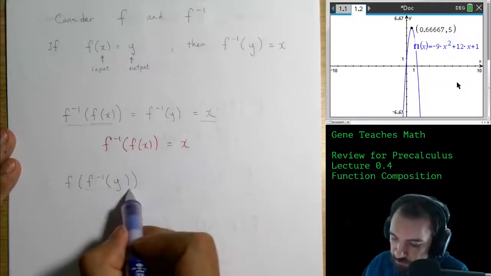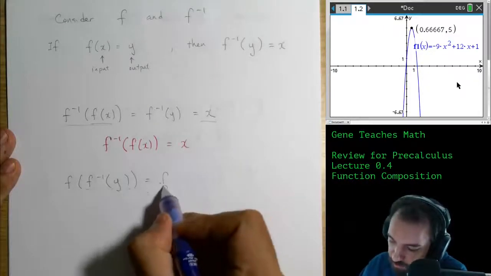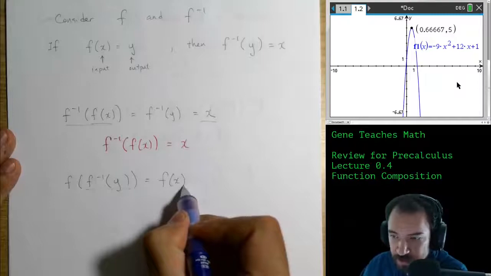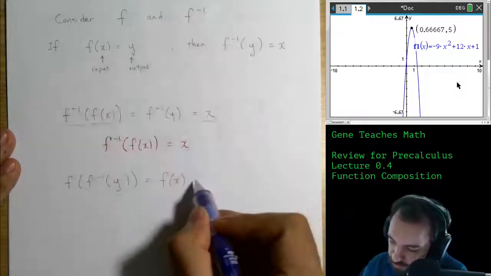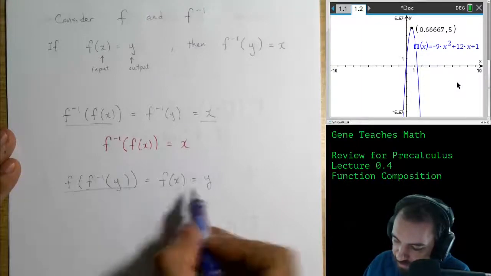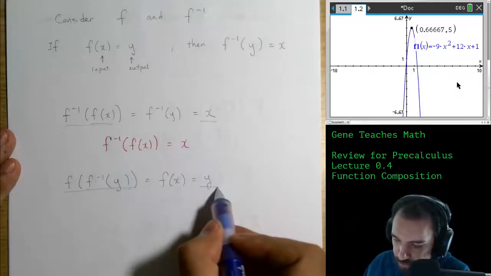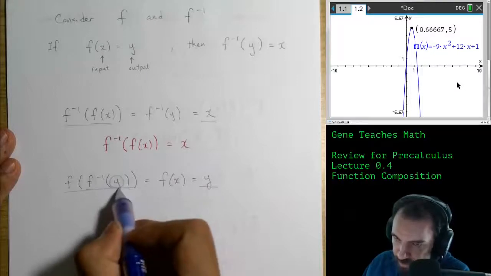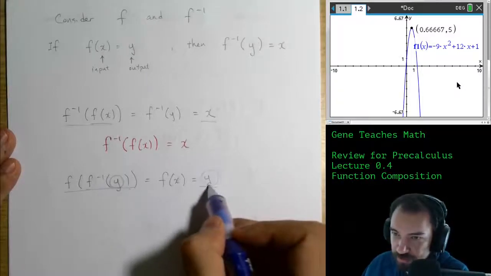So f inverse of y is going to give me x as the output. So that's f of x. And then f of x is going to produce an output of y. So that means this is equal to that. The input at the beginning is equal to the output at the end.